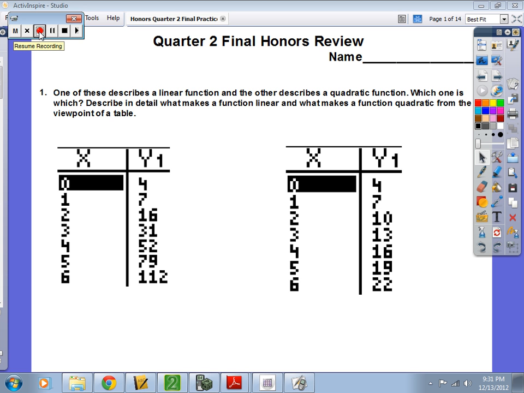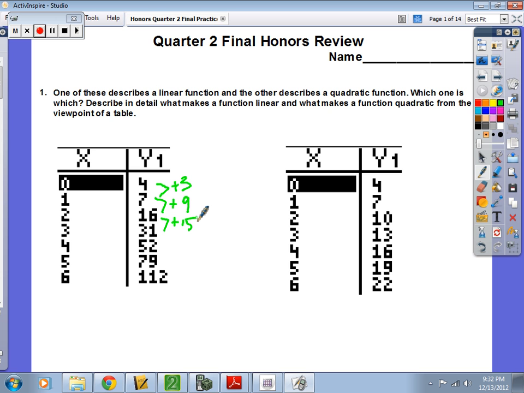Well, which one's linear, which one's quadratic? If you look at a table, you've got to find the rate of change. So you've got to find how quickly these outputs are changing. From 4 to 7, that increased by 3. From 7 to 16, what did that increase by? 9. And then from 16 to 31, that increased by 15.